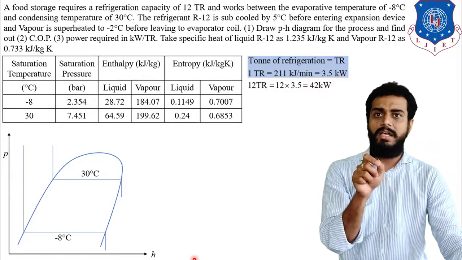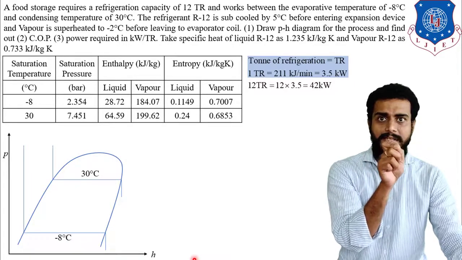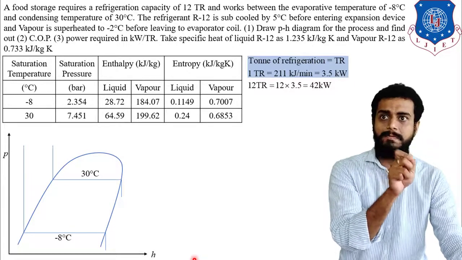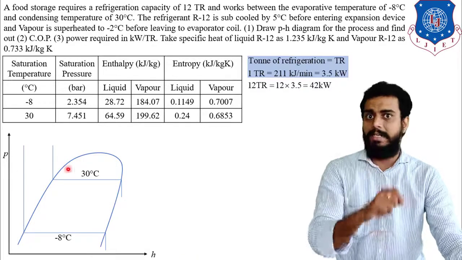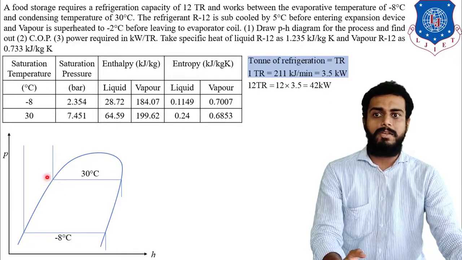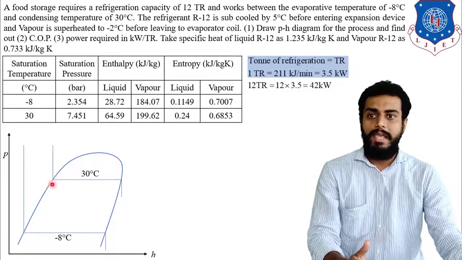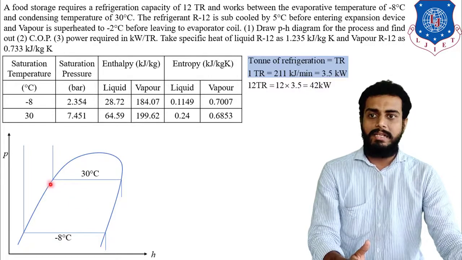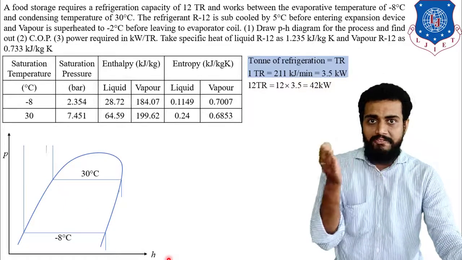That means the refrigerant is subcooled by 5 degrees Celsius before entering the expansion device. So it is subcooled before entering the expansion device, that means it will be subcooled somewhere over here, after the condenser outlet. And you know over here that the condenser temperature is how much? 30 degrees Celsius, and subcooled by 5 degrees Celsius.